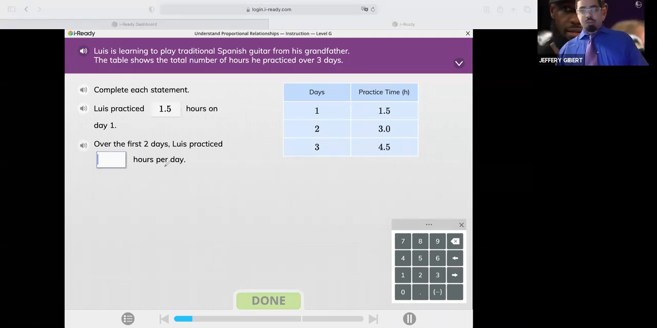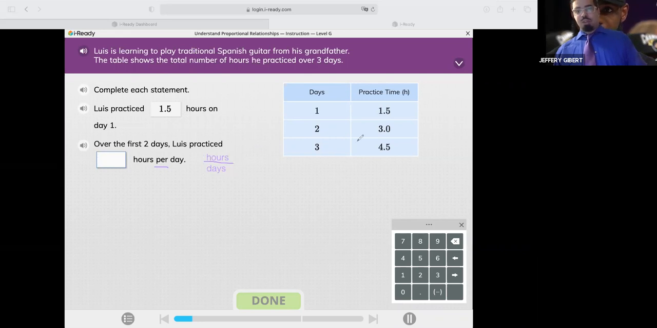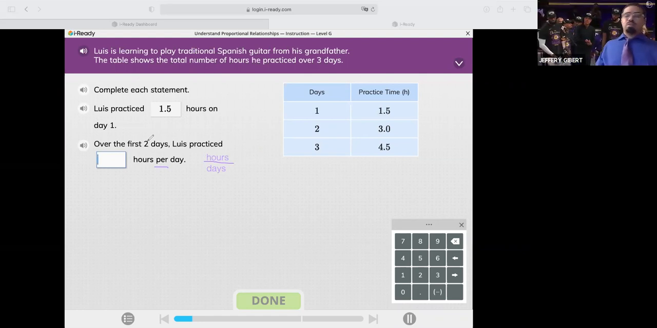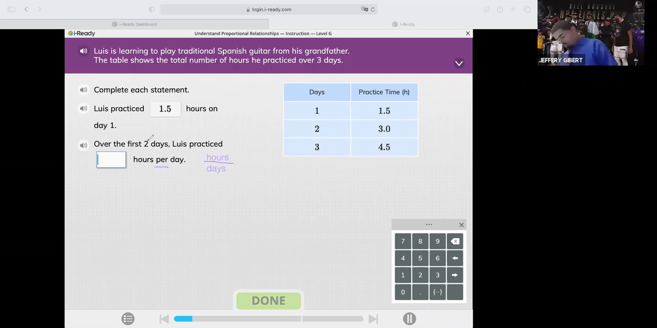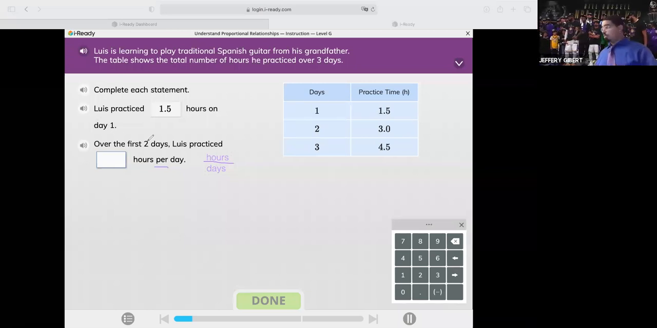So if you remember from our unit rate stuff, you have hours per day. That means you got hours on top and days on the bottom. So remember, it's the top divided by the bottom. So Sergio, what do you get when you do the hours divided by days for 2 days? 1.5. How did you get that? By dividing it by 2.